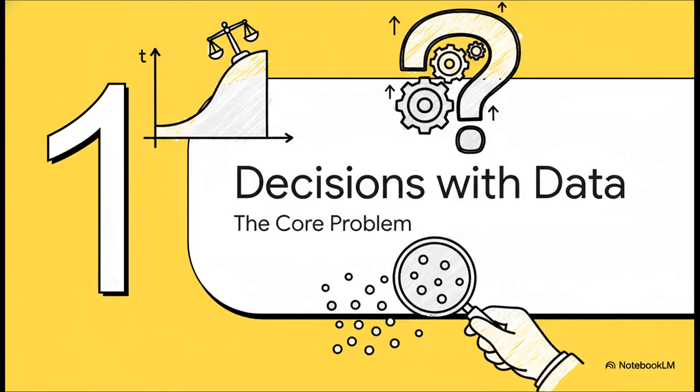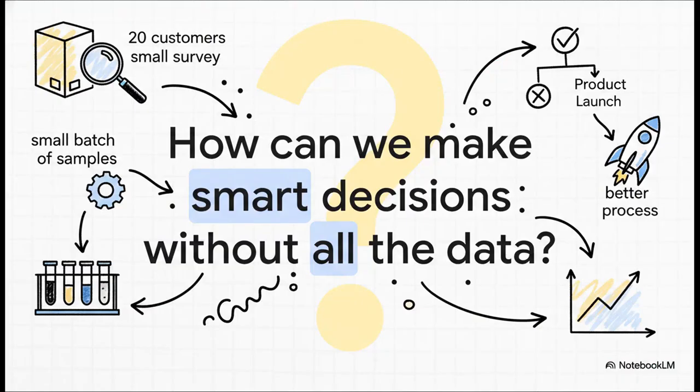All right, first up, let's really frame the challenge that we're trying to solve here. I mean, think about it. You're launching a new app, but you've only gotten feedback from 20 beta testers. Or you're tweaking a manufacturing process, but you only have a handful of samples to check. How can you possibly be confident that the app is going to be a hit, or that the new process is actually better? This is a huge, high-stakes problem that people face every single day.